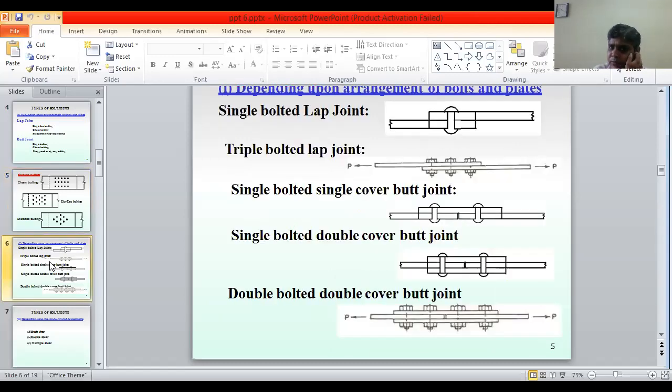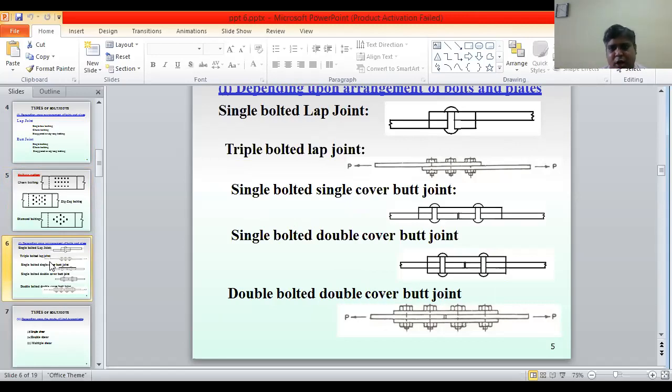Now, the first one is the single bolted lap joint. This diagram shows a single bolted lap joint, because at one place you have joined the two plates. Triple bolted lap joint, that is, we have provided three bolts and then joined the plates.